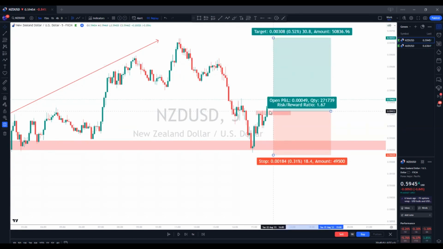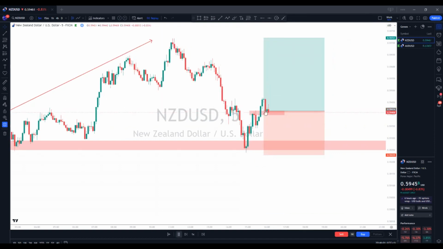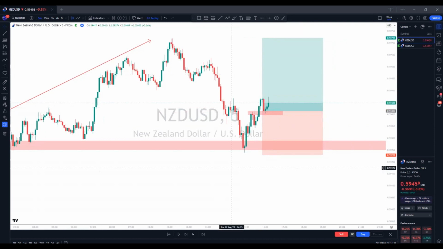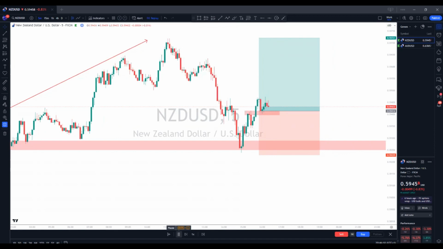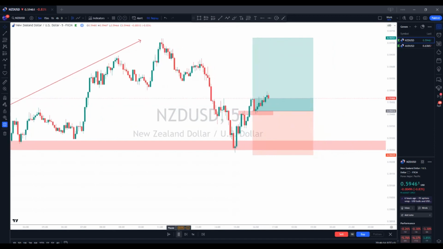So now let's see how price played out. Good. Now you can see that price came back and tapped that zone. At this place, our orders are activated. So let's see how the whole thing played out, whether it went back up to hit take profit or it ran out of stops.